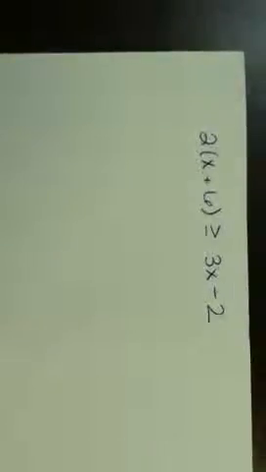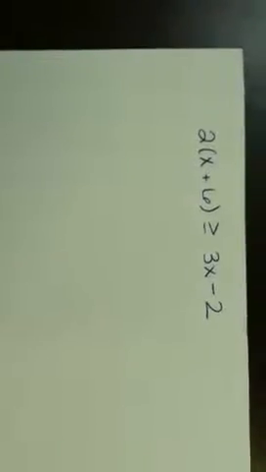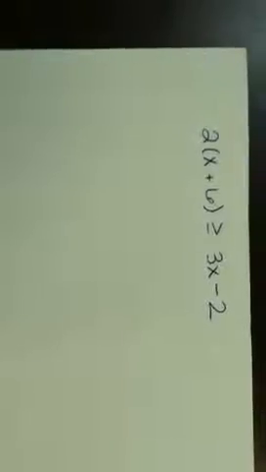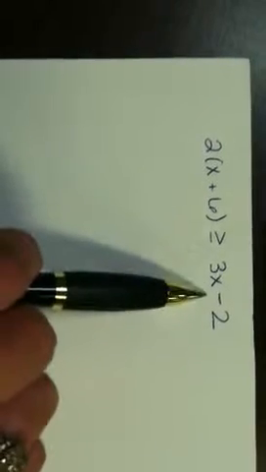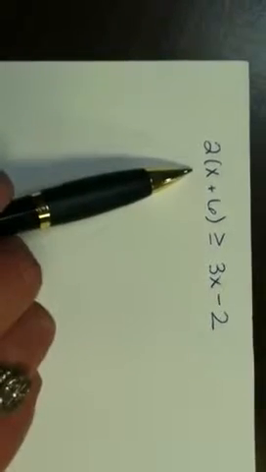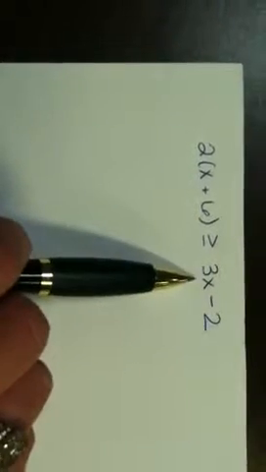In sections 3.3 and 3.4 in Algebra 1, we've been talking about solving inequalities. I'm going to go over one specific problem here that addresses several different items that we've talked about in solving inequalities. This one, as you see, has a variable on both sides. So in this case, we're solving an inequality with variables on both sides.